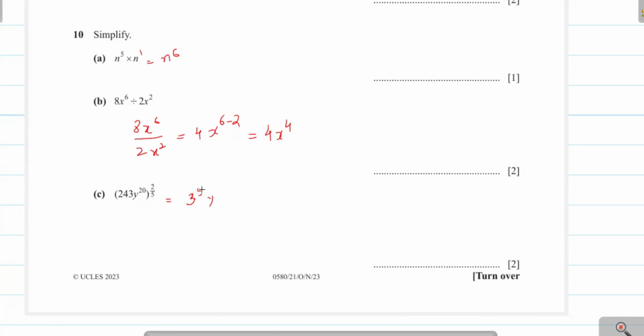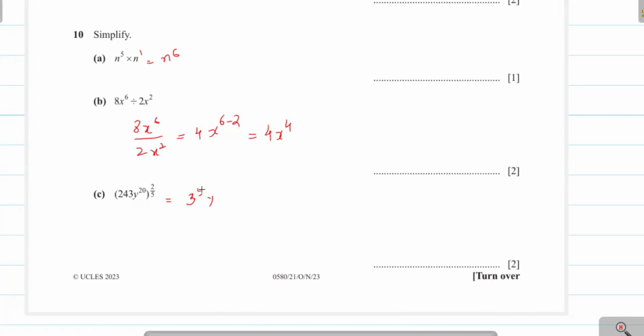You see here, 3^5 will be raised to the power 2 over 5, and y^20 is also raised to the power 2 over 5. Therefore, 5 times 2 over 5 is 2, so 3 squared, and 20 times 2 over 5 is 8. Therefore, y^8. Now we write 3 squared is 9, into y^8, is the answer.